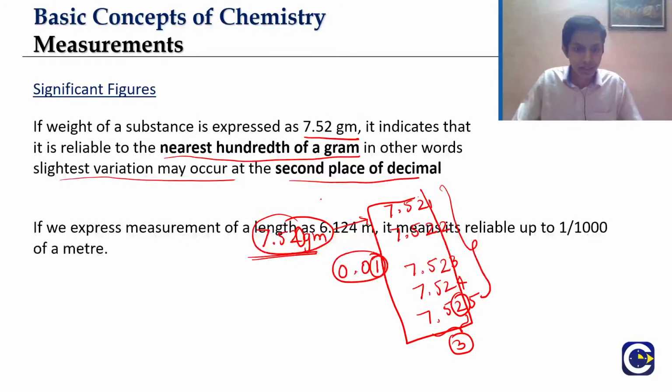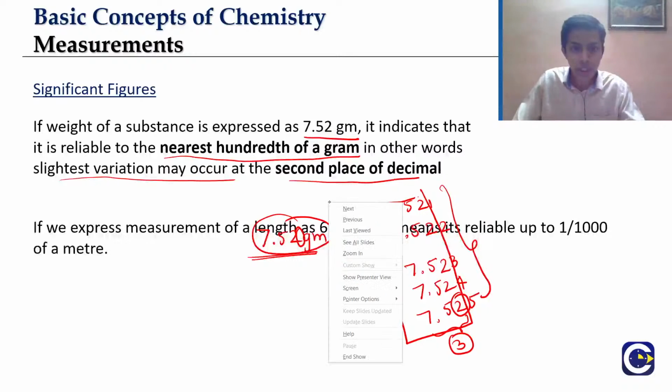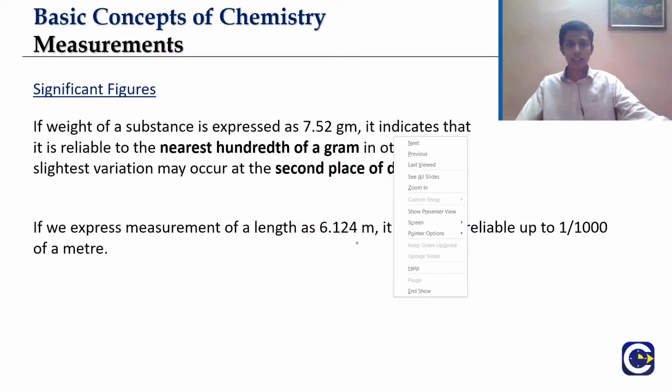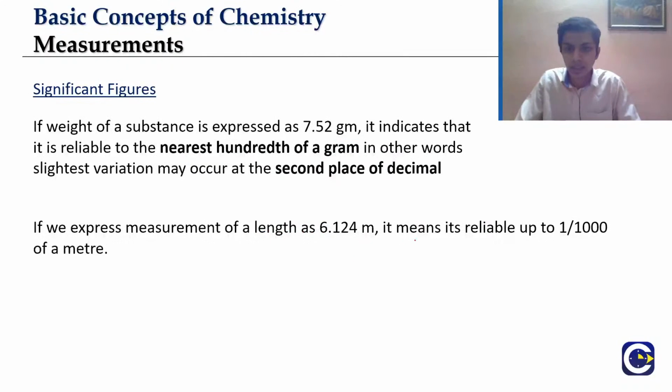If we express a measurement of length as 6.124 meter, it means it's reliable up to 1 by 1000 of a meter. That means only up to this value it is accurate. After this it may not be. So we consider only 4 numbers are significant. Clear? 1, 2, 3, 4.